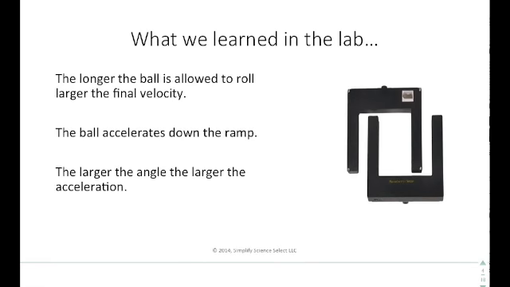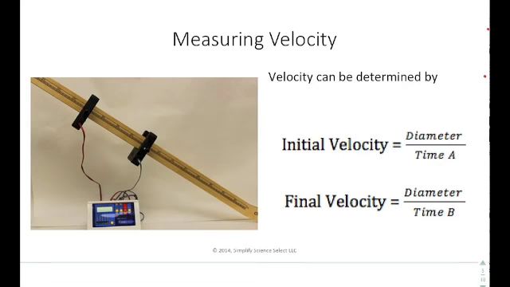Now what we learned in this specific lab is that the longer the ball was allowed to roll along a ramp, the larger its final velocity was. So the ball accelerates, or its velocity increases, and the larger the angle, the greater the acceleration. So, measuring velocity. We've done this in several labs already.